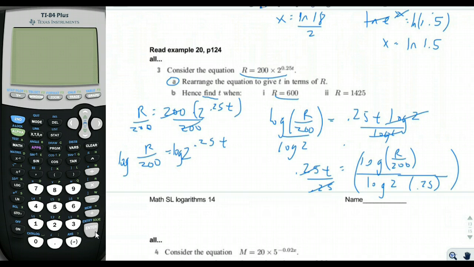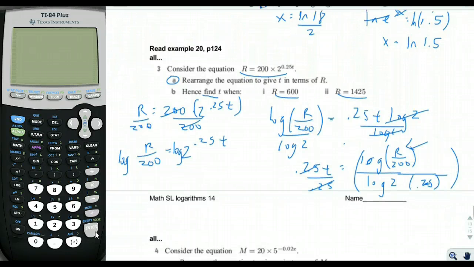So all you need to do there is you need to put 600 in for the r there. Find t when r equals 1425. Same thing, you just put 1425 in there. And you just divide it by 200, and then you take the log of that quantity, and then you divide it by the log of 2, and then you divide by 0.25. So many steps there, but it's just calculator usage.